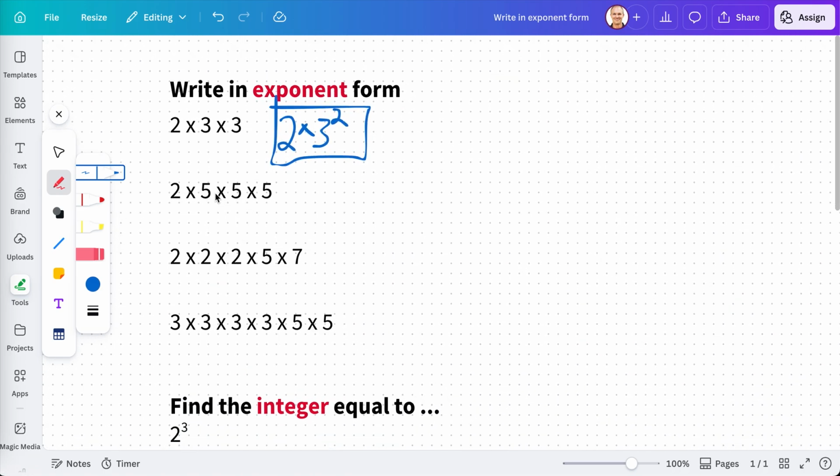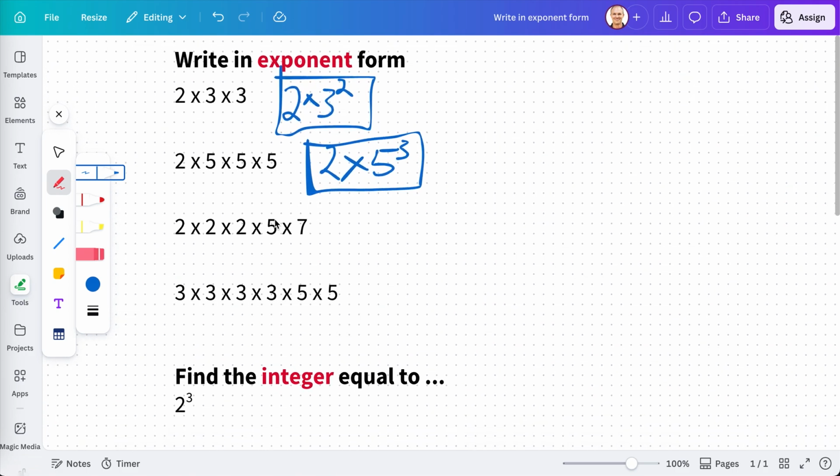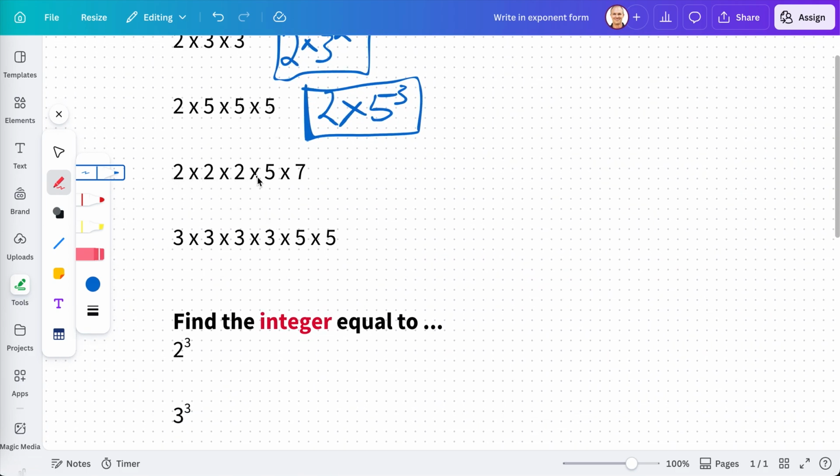Okay, let's try this next one. Group them again. So we have 5 cubed times 2. Box your answer. And then here we have 3 2's. So 2 to the third power, or 2 cubed, times 5 times 7.